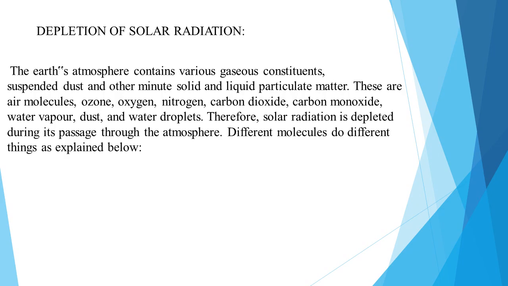Depletion of solar radiation. The Earth's atmosphere contains various gaseous constituents, suspended dust and other minute solid and liquid particulate matter. These are air molecules, ozone, oxygen, nitrogen, carbon dioxide, carbon monoxide, water vapor, dust and water droplets. Therefore, solar radiation is depleted during its passage through the atmosphere. Different molecules do different things as explained below.